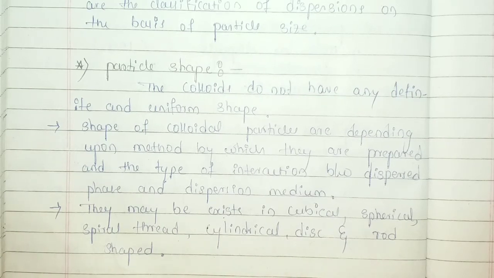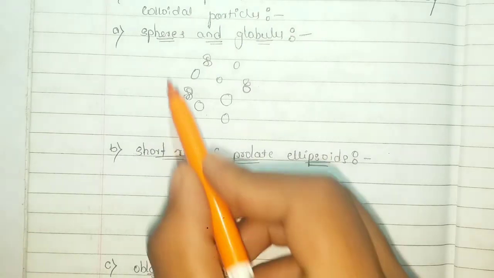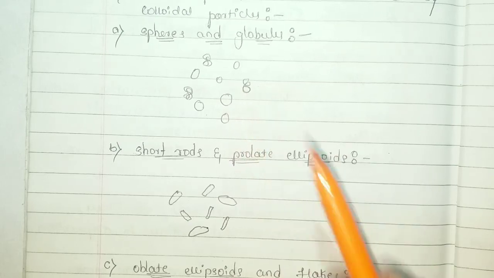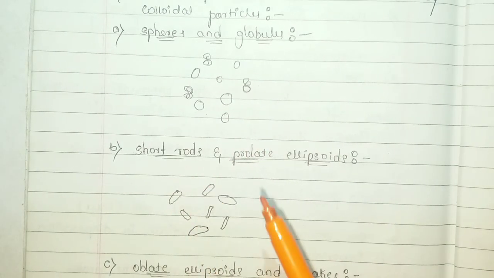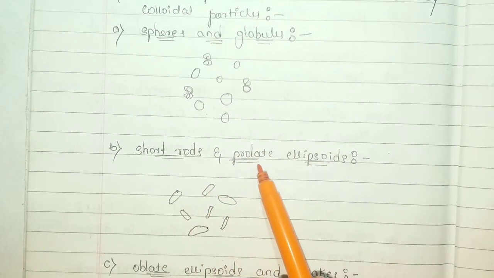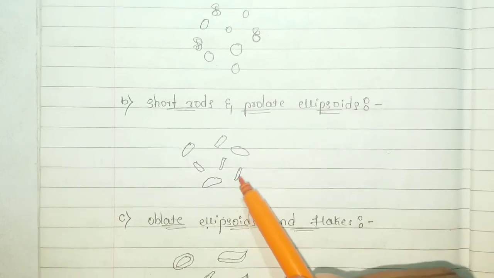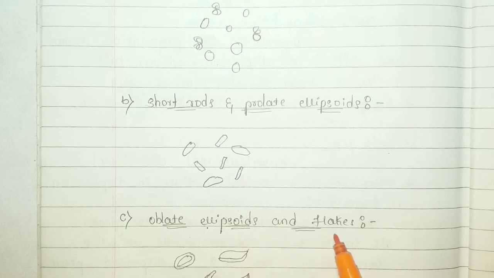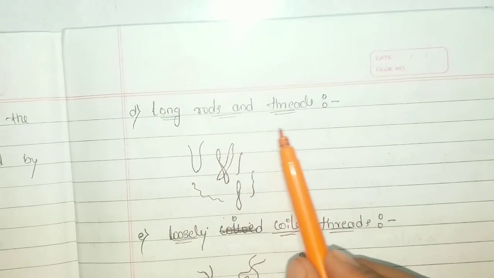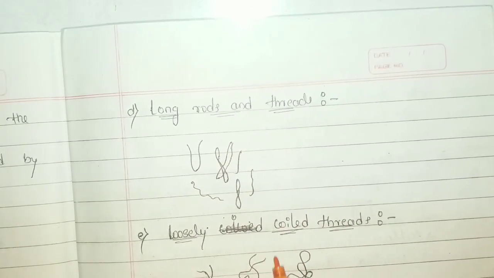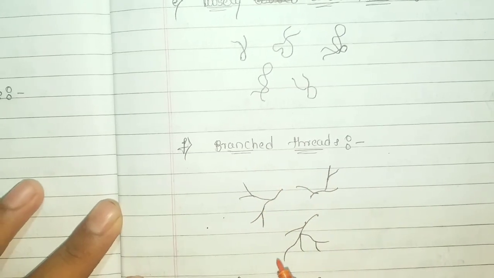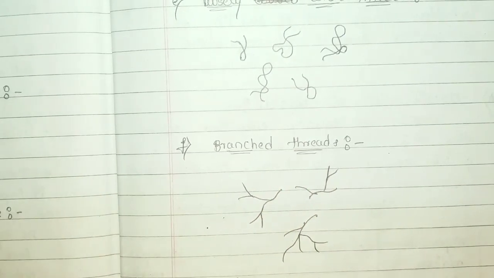Let us see them. Here the structures are the sphere and globules, the short rods, the prolate ellipse, the oblate ellipse and flakes. And the fourth one, D, is the long rod and thread, loosely coiled thread, and the branched thread. These are the shapes of the particles.